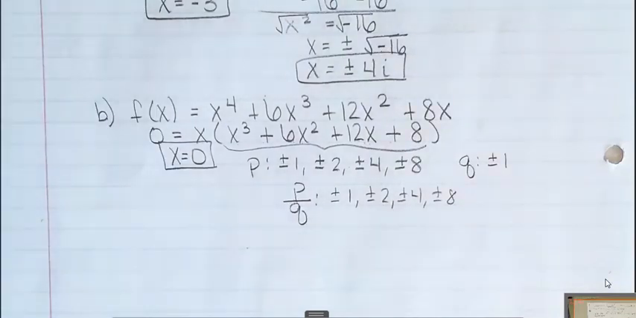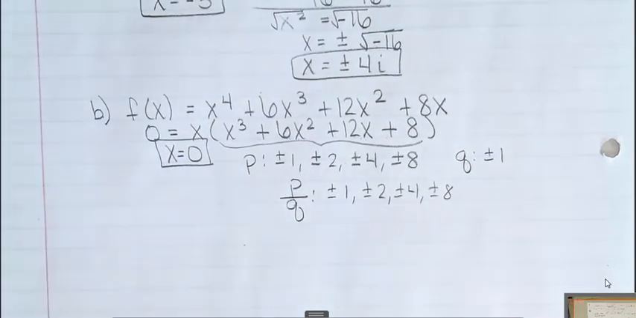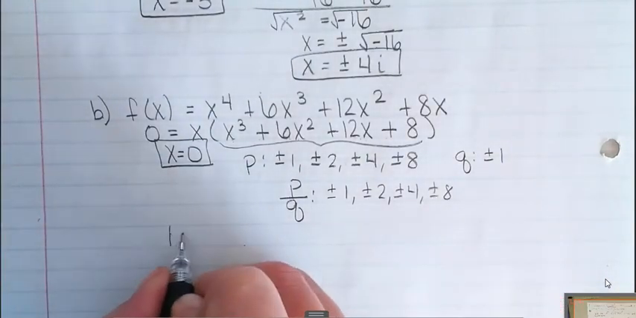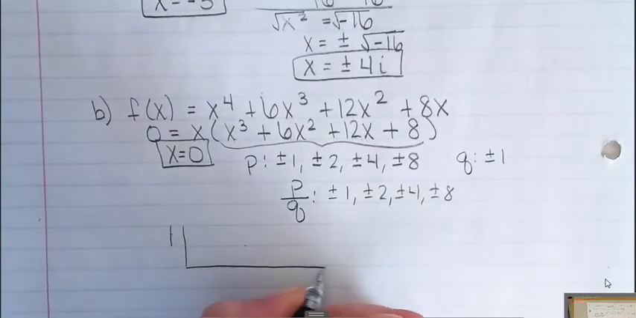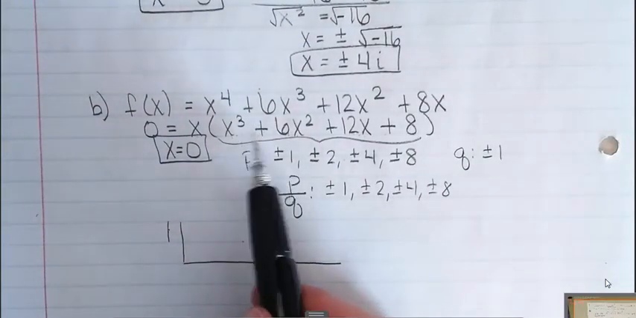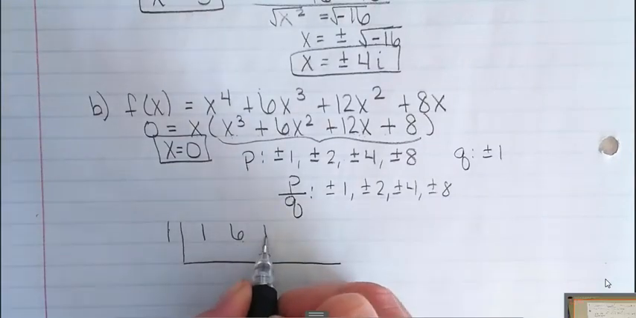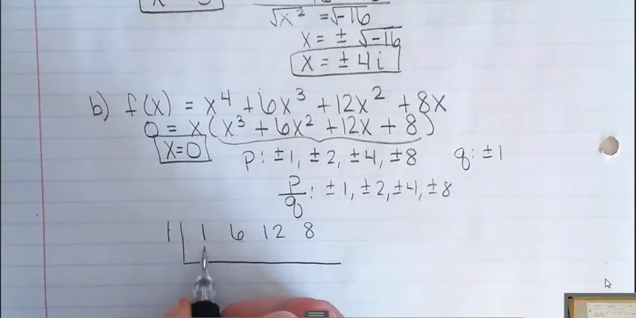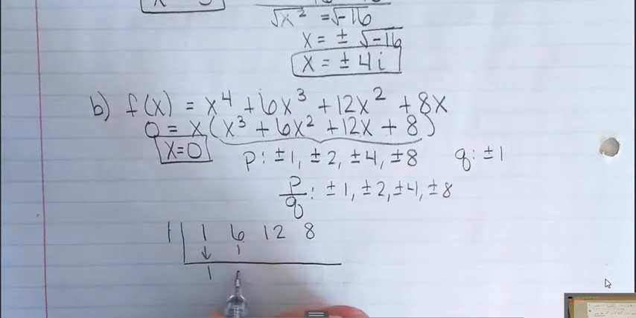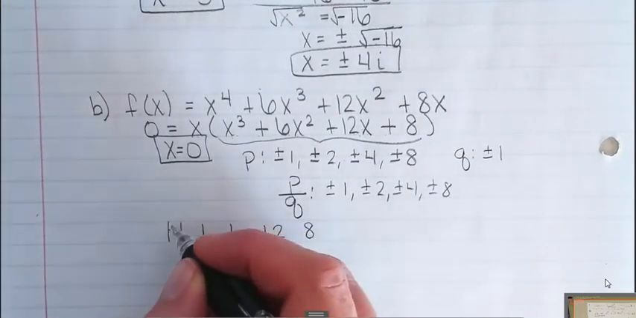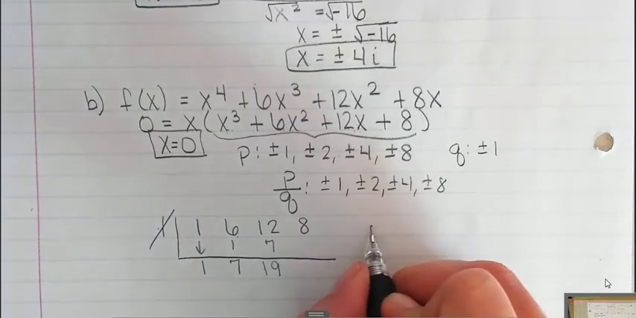Okay. So now I'm going to test these. I'm going to start with 1 and do my synthetic division. Let's see, am I missing anything? I don't have any terms missing, so it's going to be 1, 6, 12, and 8. So pull down a 1. Well, I'm not going to end up getting a 0 there. So I know that 1 is definitely not a root. Okay, what else can I try? How about negative 1?